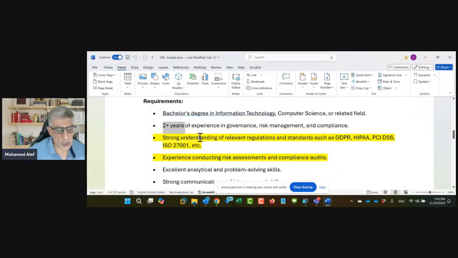Now, to start applying and getting jobs, if you, for example, decided to take 3 months or 6 months to get yourself ready, which I think is more than enough, what are the main values that you need to have? First, you need to have experience with more than one standard of compliance. So you need to be familiar with standards and compliance like ISO 27001, NIST, GDPR, HIPAA.